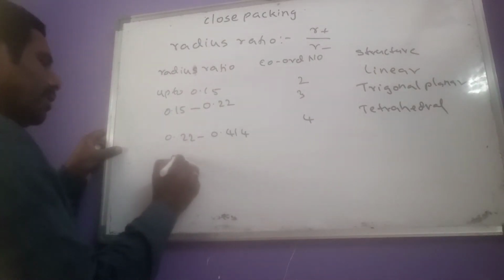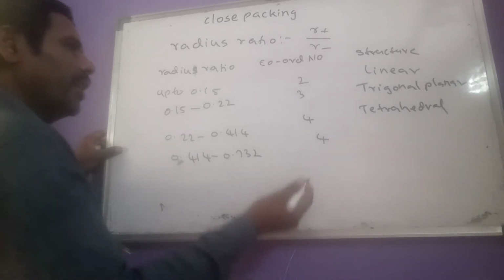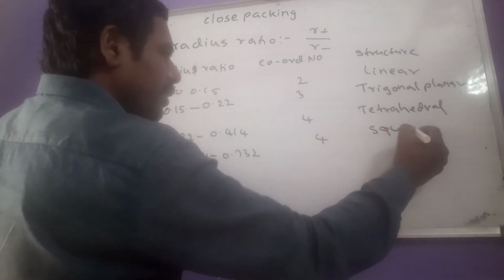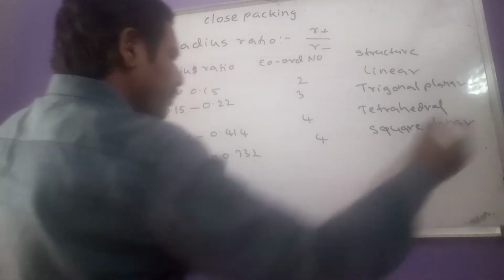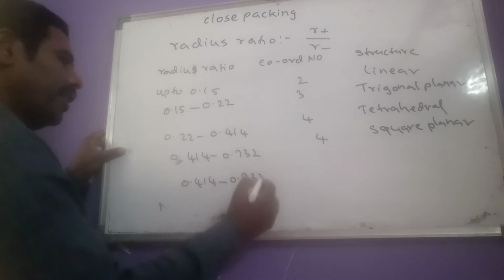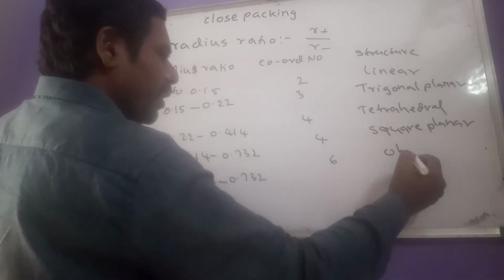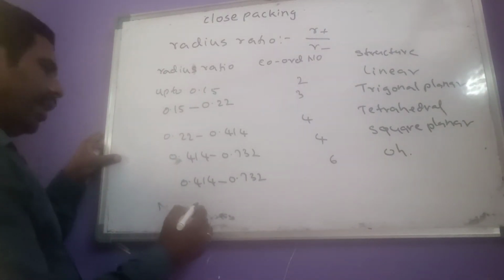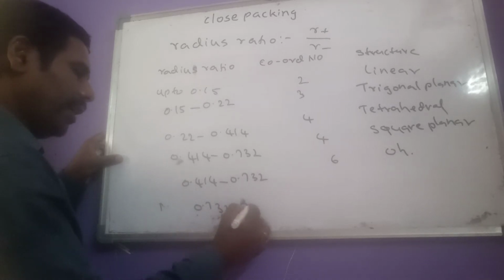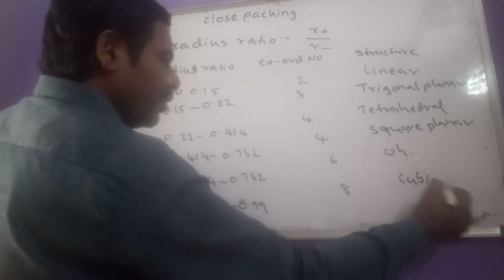Another one, 0.414 to 0.732, with coordination number 4. At that time the structure is square planar geometry. With the same ratio, 0.414 to 0.732, the coordination number might be 6. At that time the structure is octahedral. And 0.732 to 0.999 means coordination number 8 and the structure is cubic.